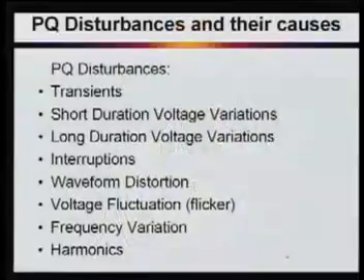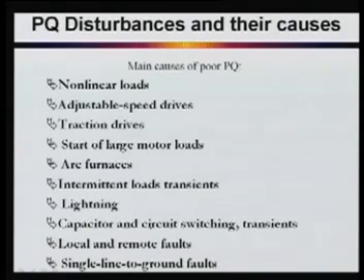So what are the various PQ disturbances? The various PQ disturbances can be categorized into eight different disturbances. First one is transient. Then short duration voltage deviations, long duration voltage variations, interruptions, waveform distortions, voltage fluctuation, which is also known as voltage flicker, frequency variation, and harmonics. Here let us see the major causes. We will come later to the various disturbances, and I will explain them one by one.